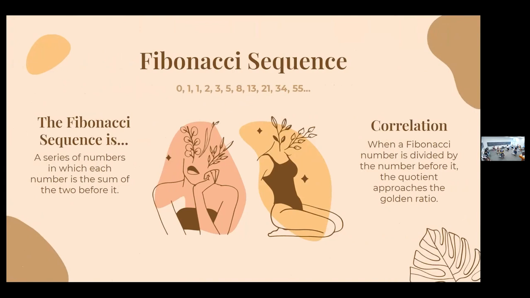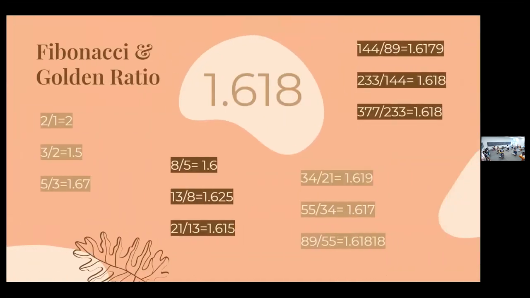The Fibonacci sequence is something that you'll hear frequently throughout the slides, and it's a series of numbers in which each number is the sum of the two before it. So for example, 0 plus 1 is 1, 1 plus 1 is 2, 1 plus 2 is 3, and so forth. And the correlation it has with the golden ratio is that when a Fibonacci number is divided by the one before it, the quotient approaches the golden ratio. So here you can see that in this corner, the quotient isn't really close to the golden ratio, but here it has the same 4 digits. And if you further divided it, these digits would get closer to the golden ratio.